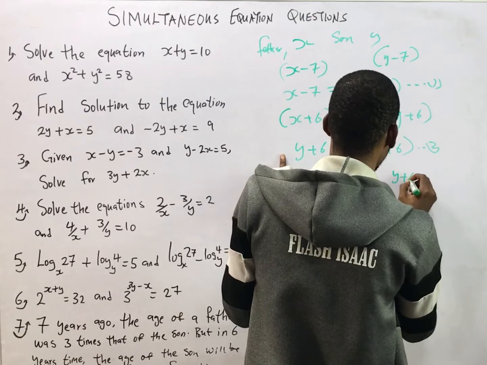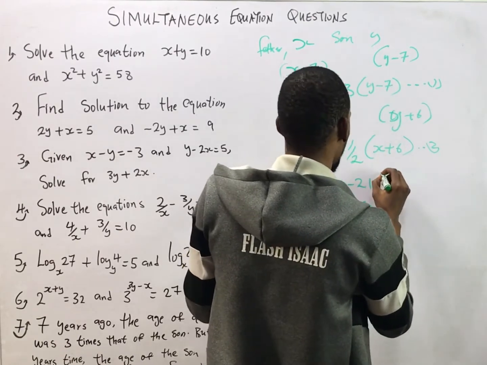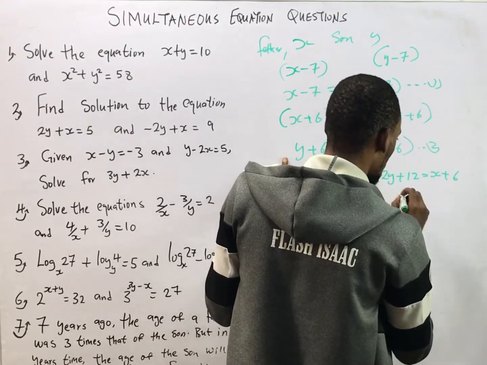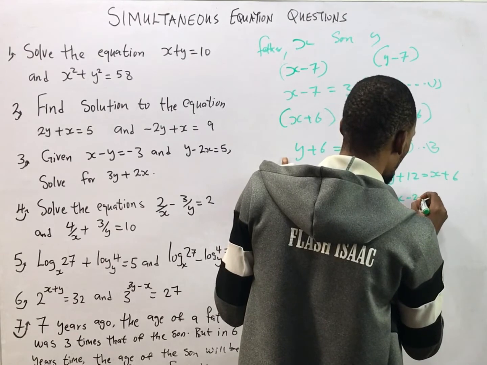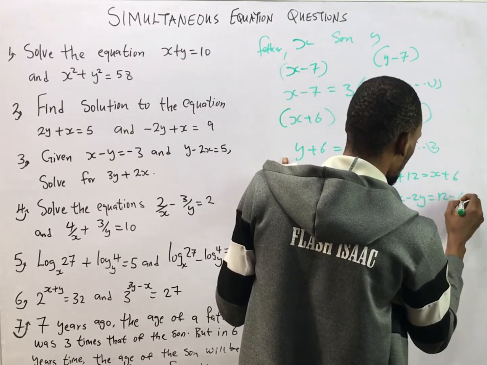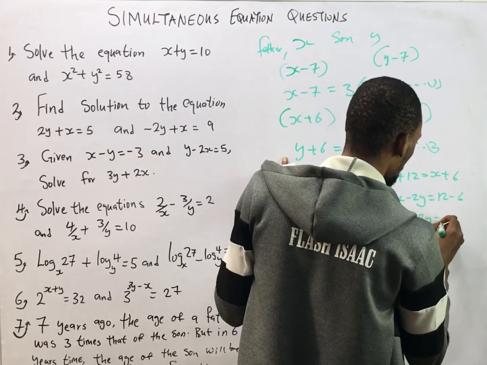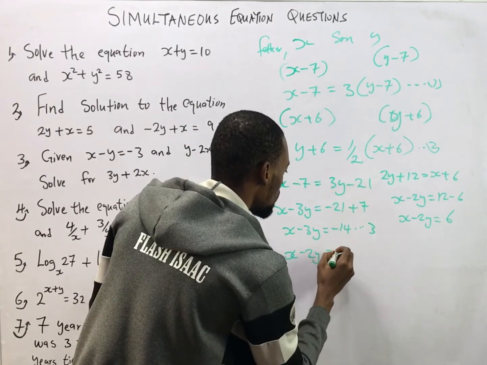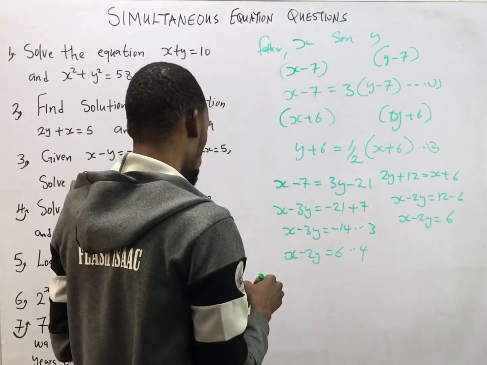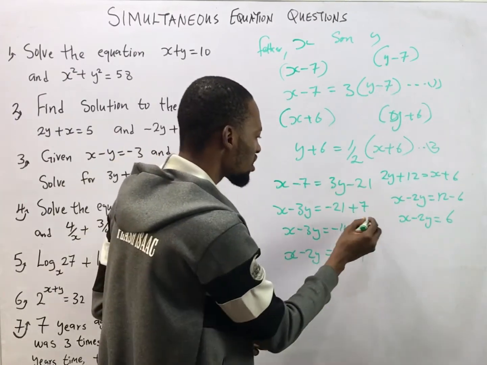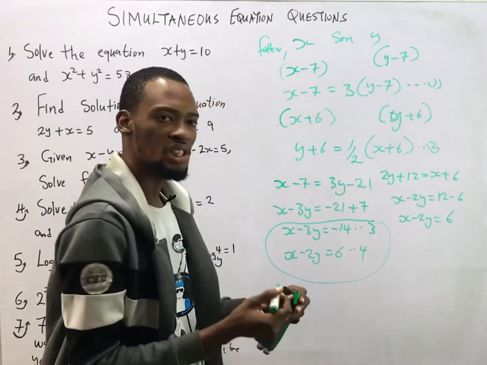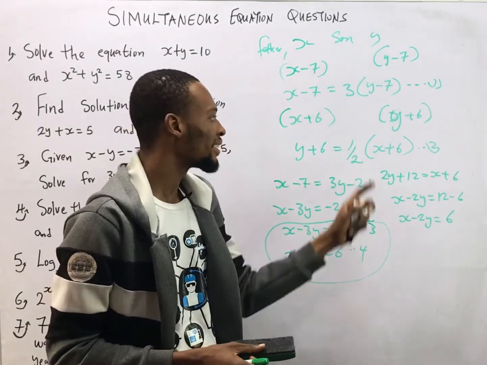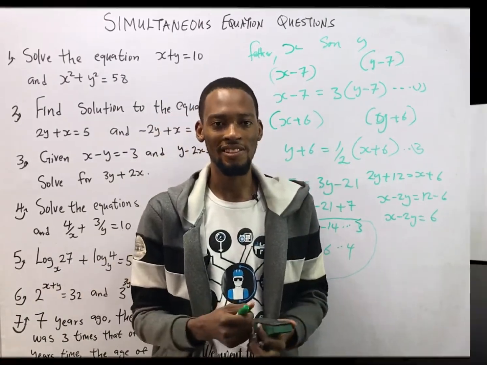Now from equation 2, we have that y plus 6, cross multiplying, 2y plus 12 is equal to s plus 6. s minus 2y is equal to 12 minus 6. s minus 2y is equal to 6, equation 4. Now, we've interpreted this word problem and it's giving us these equations. These are the simultaneous equations. From here, you solve the simultaneous equation and get your answers. That's how you attempt this kind of question.